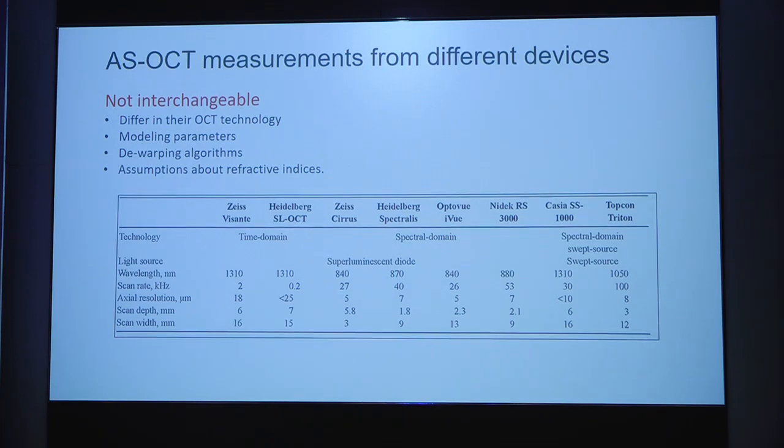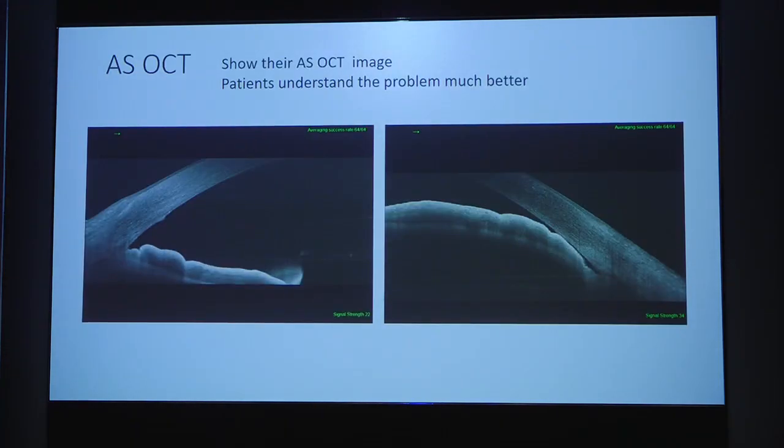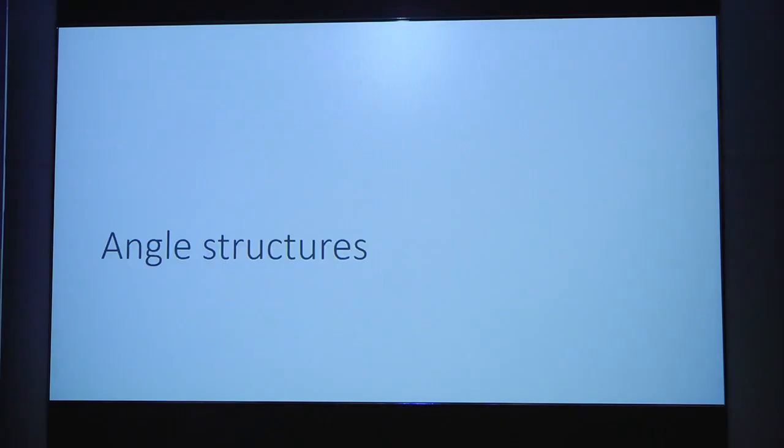But the ASOCT from different devices is not interchangeable. Qualitatively it may be, but quantitatively definitely not, because the OCT technologies differ, the parameters are different, and the algorithms are different, so it cannot be interchanged. It is also helpful in the patient's understanding. If you show this diagram to the patient and show that your angles are occluded, he immediately understands what is going on and what needs to be done.